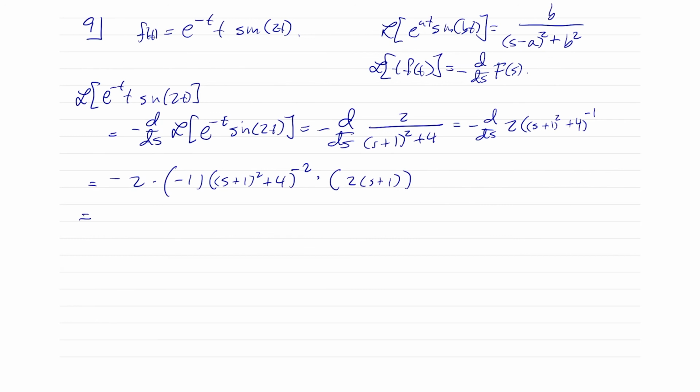And so altogether we get 4 times (s plus 1) divided by (s plus 1 squared plus 4), and that quantity squared, right? And that's the answer. All right, let me do one more problem, and then we'll call it a day.